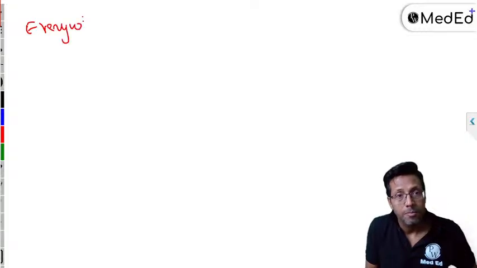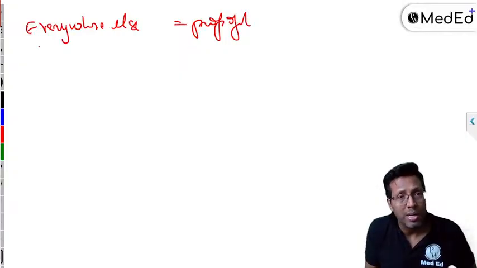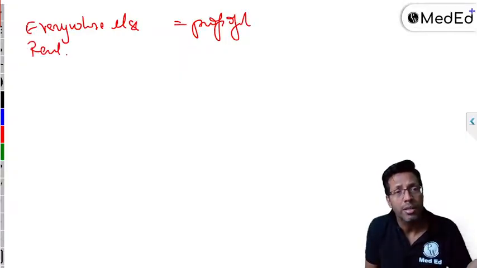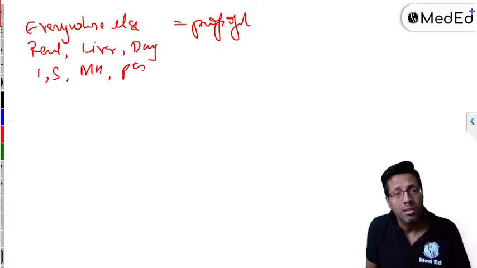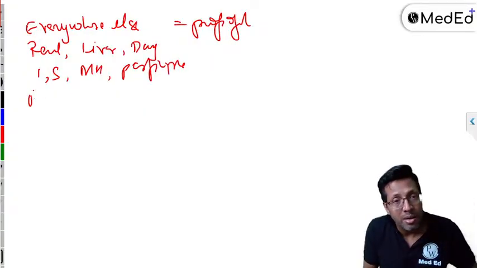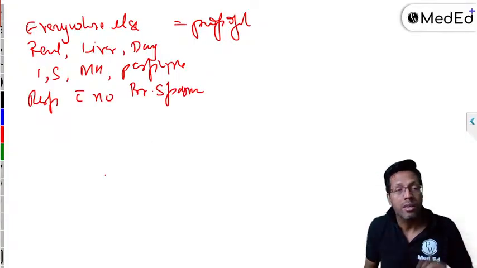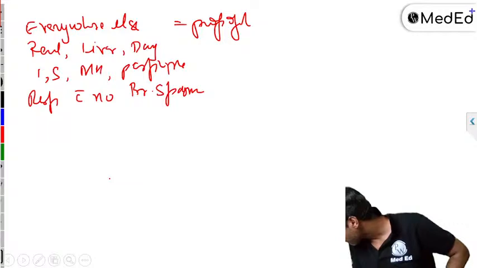Everywhere else. It also has antiemetic, antipruritic properties, but everywhere means renal patient, liver patient, day-care surgery, intubation, sedation, malignant hyperthermia, porphyria, ICU sedation, you name it, even a respiratory patient with no bronchospasm. Everywhere else the answer is just propofol. And then there was a question about propofol infusion syndrome.